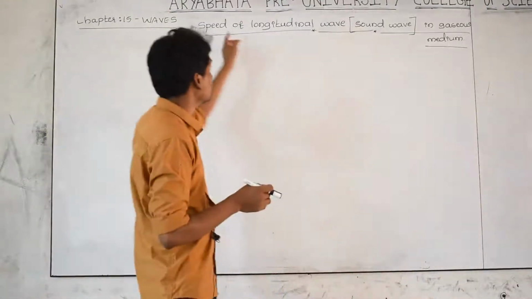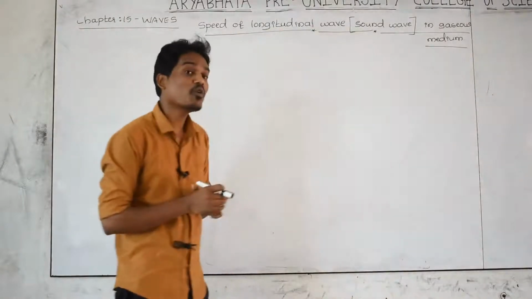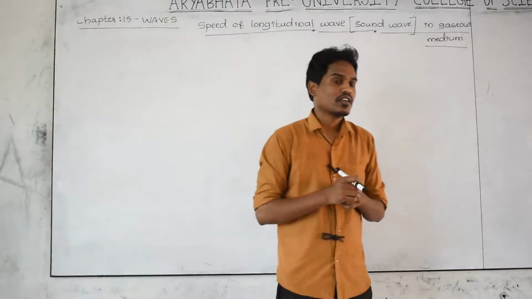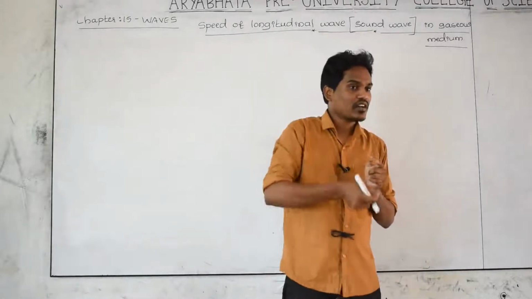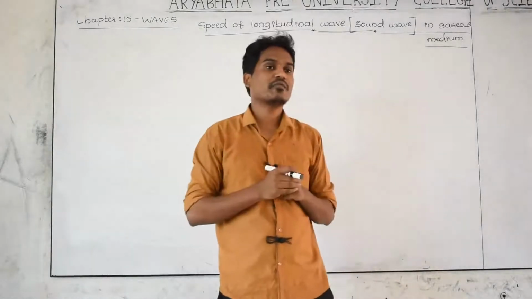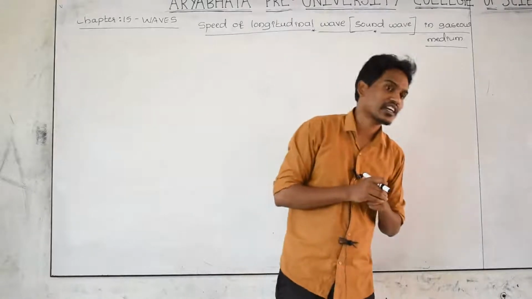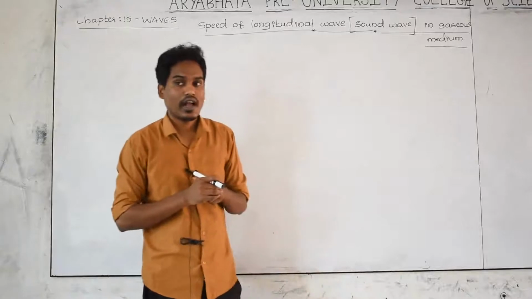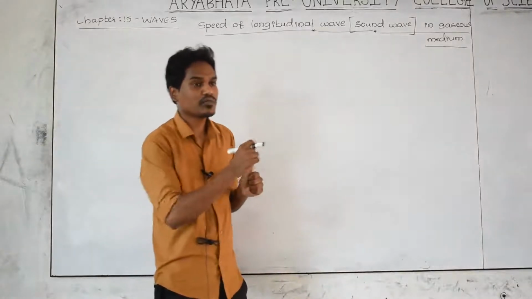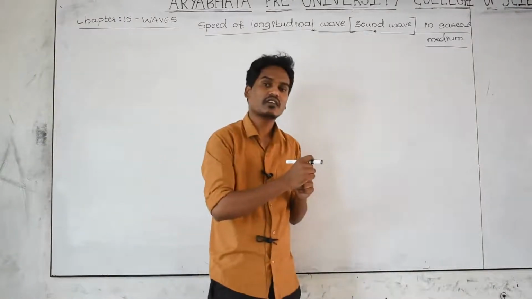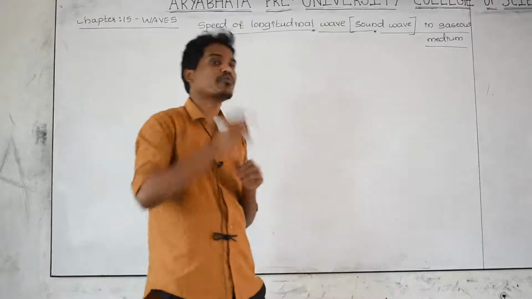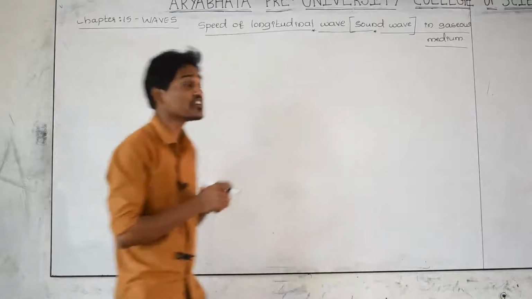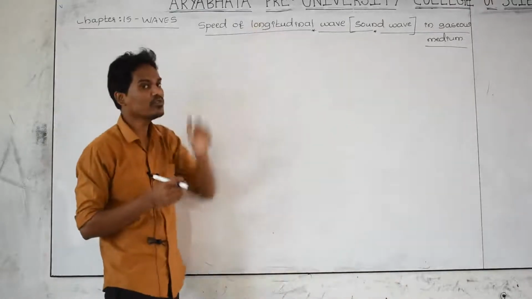This is another one: speed of longitudinal wave. You know very well what is the transverse wave and longitudinal wave. If the angle between particle vibration and wave propagation is theta equal to 90 degrees, that is a transverse wave. And if the direction of vibration of the particle and the direction of propagation of the wave are both in the same direction, then theta is equal to 0 degrees. That nature of the wave is called a longitudinal wave.